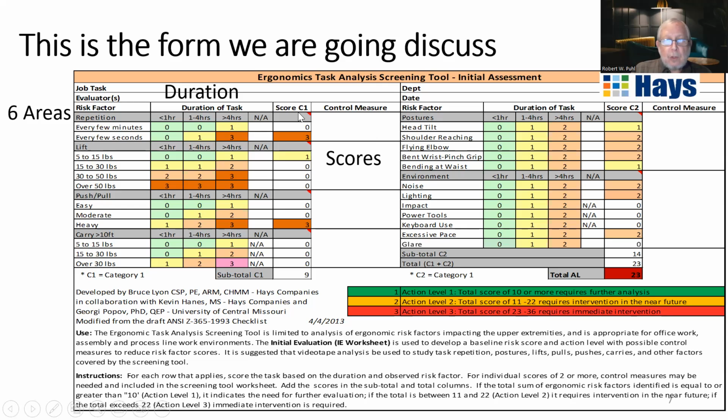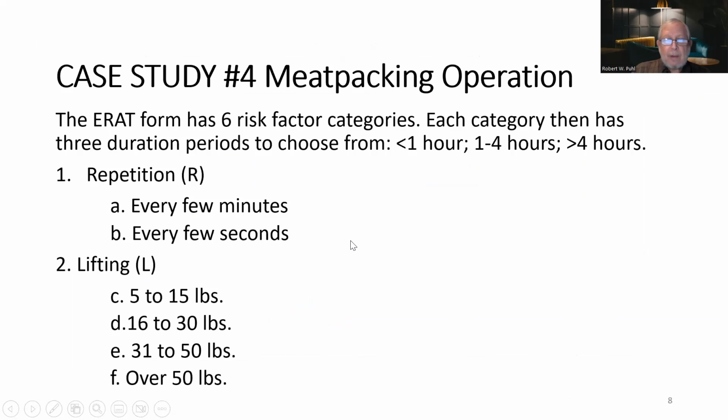And then the scores. The scores are here. Scores column 1, scores column 2. And then you get a subtotal over here, which is subtotal of column 1, subtotal of column 2. And then the total over here, which in this particular case is 23. As you can see, 23 is on the action level. 23 to 36 is the red. It's 3. We'll talk about that too.